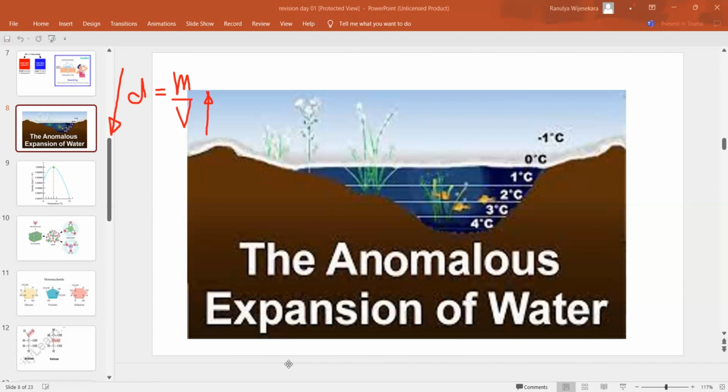Before that, there's another point. Then අපිට මෙහෙම දුන්නොත් the density of all the substances increases as we decrease temperature. Right? When the temperature decreases, density of all the substances increases. Is that correct?